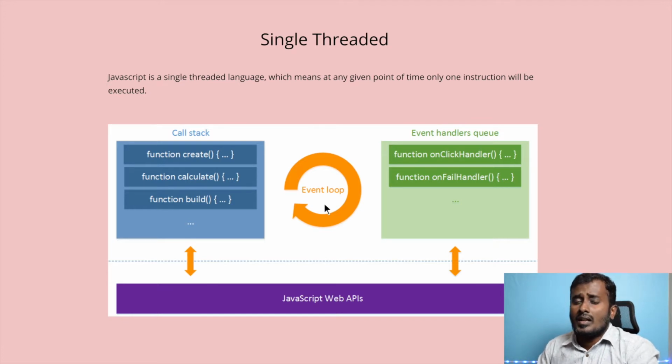Every time it is free, it goes and looks up the call stack. Is there any instruction to execute or not? If it has to execute some method, it will take that method and start executing it. So at any given point of time, it will execute only one method. That's why it is called a single-threaded programming language.